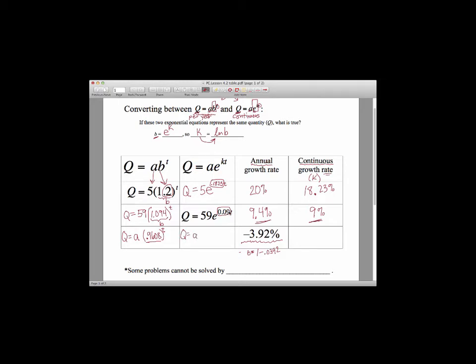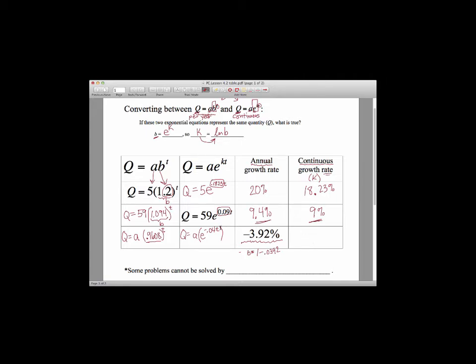To find the continuous, we need to find K. To find K, we have to take the ln of B. So if you take the ln of 0.9608, we're going to get a K number of negative 0.04. It's really like negative 0.03998 or something. So if you round even to 2 digits, it does round to 0.04. So that'll be the continuous version.